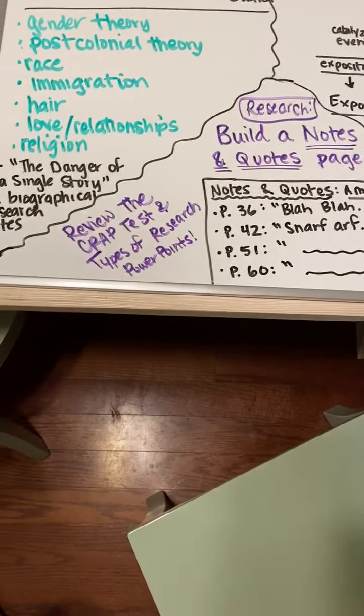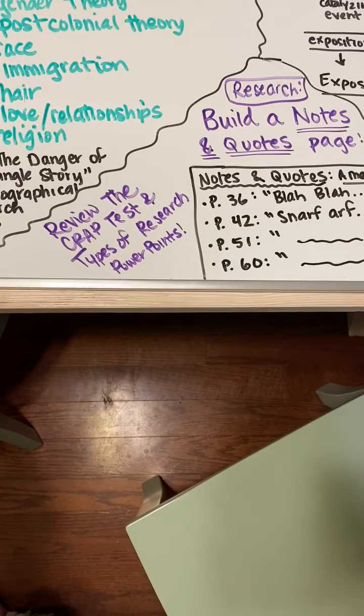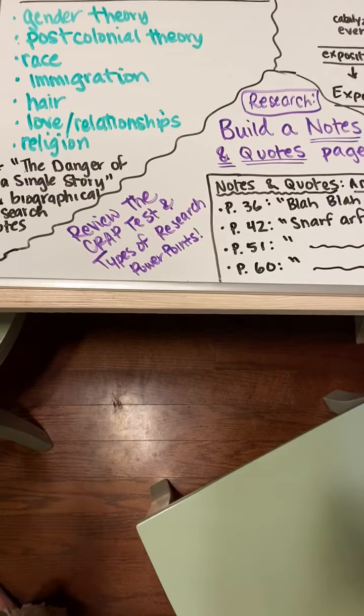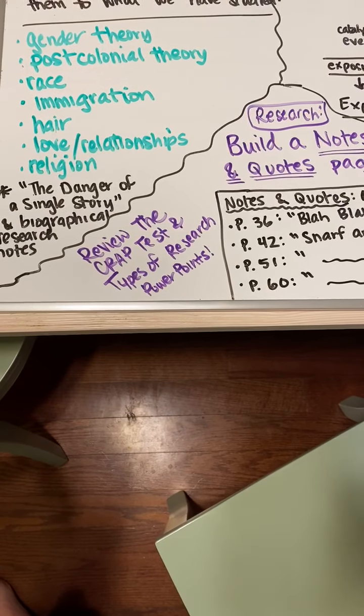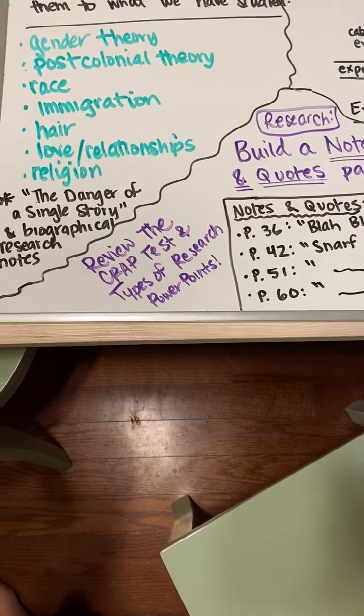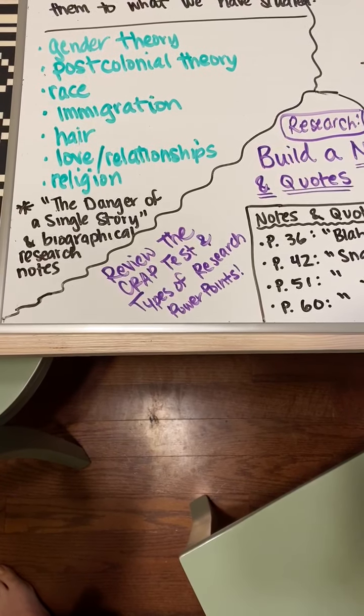And again, in terms of outside research, outside of the novel, start thinking about evaluating sources. Review the CRAP test and the types of research PowerPoints, particularly the CRAP test. One thing I noticed with Essay 2 is a lot of us are still using Google sources, and we have to get out of that habit.